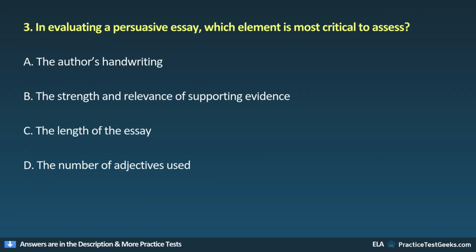3. In evaluating a persuasive essay, which element is most critical to assess? A. The author's handwriting. B. The strength and relevance of supporting evidence. C. The length of the essay. D. The number of adjectives used.